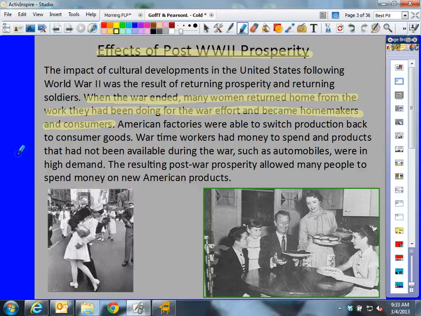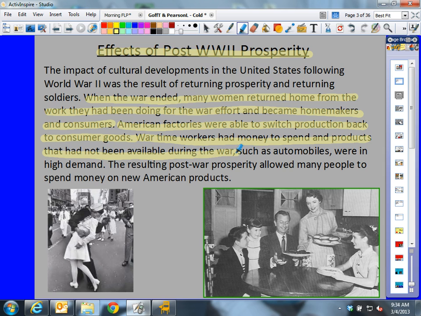American factories were also able to switch back from making war goods to making consumer goods. So for example, the factories that had been converted to making airplanes for the war went back to making automobiles because products like automobiles became very high demand. They had not been available for new purchase during the war. So those workers that worked on those planes and tanks and guns had money to spend, and they could spend it on things like automobiles during this time period.